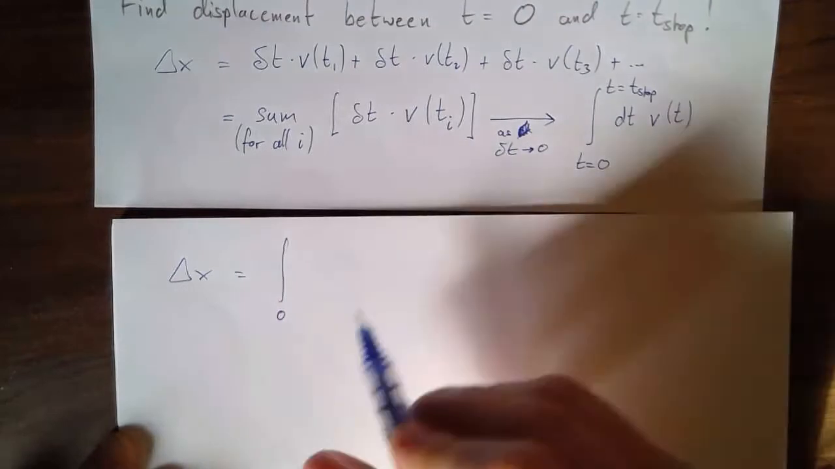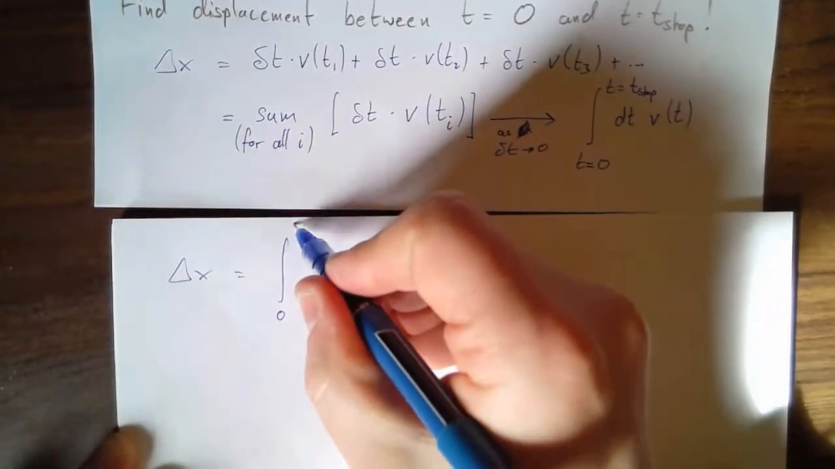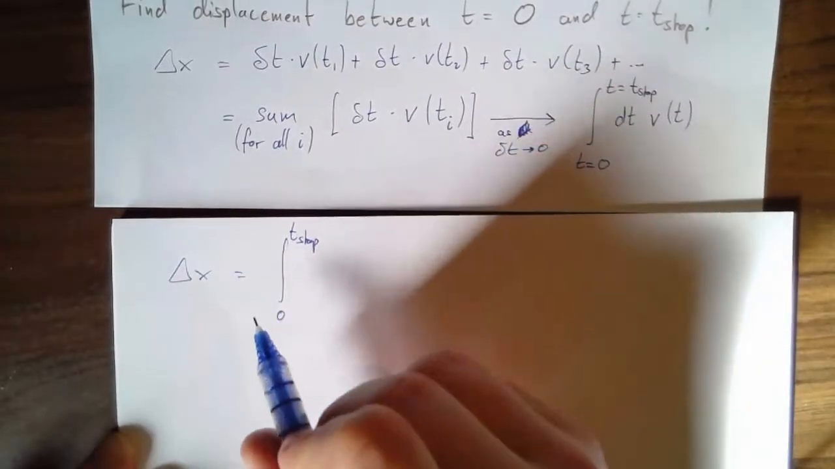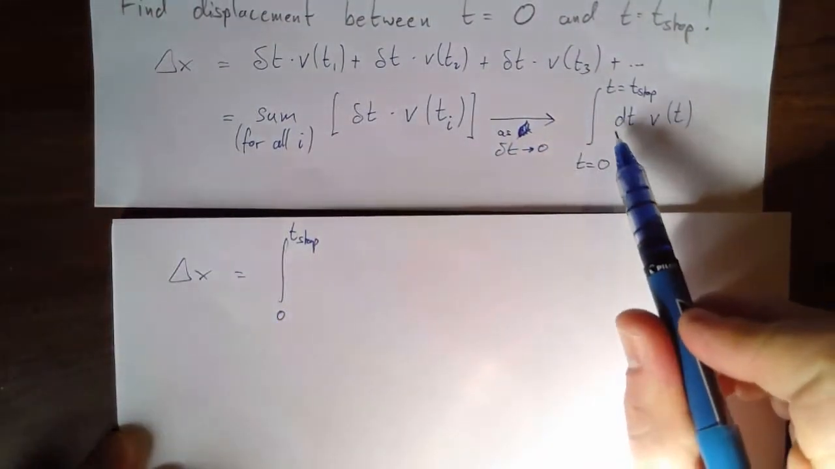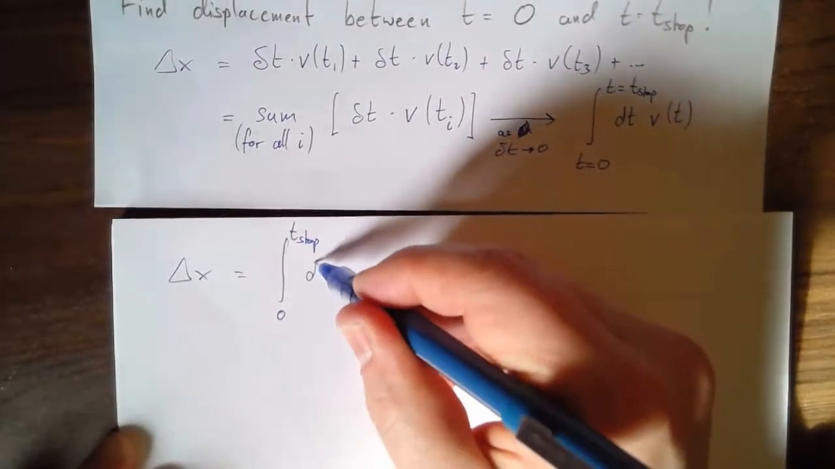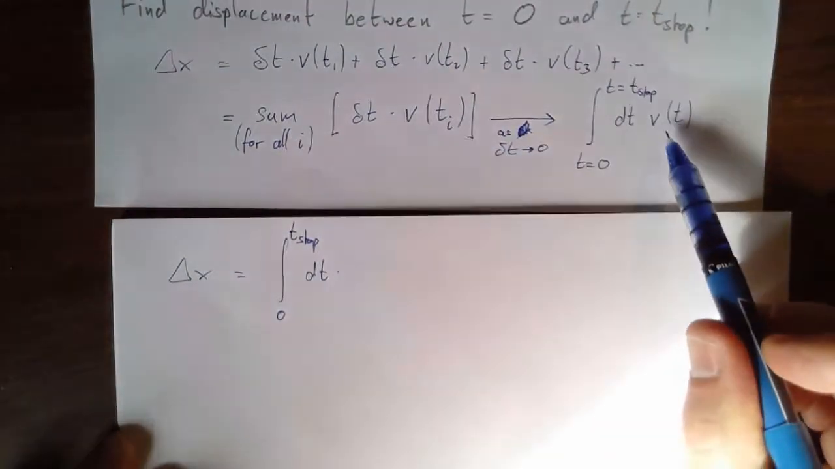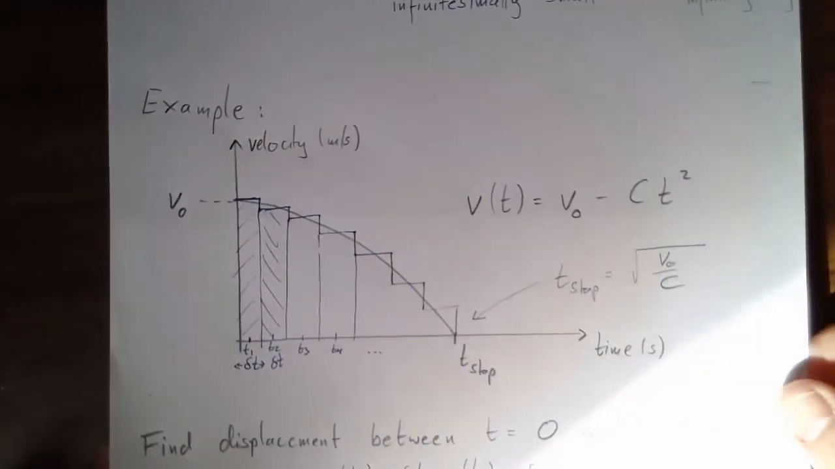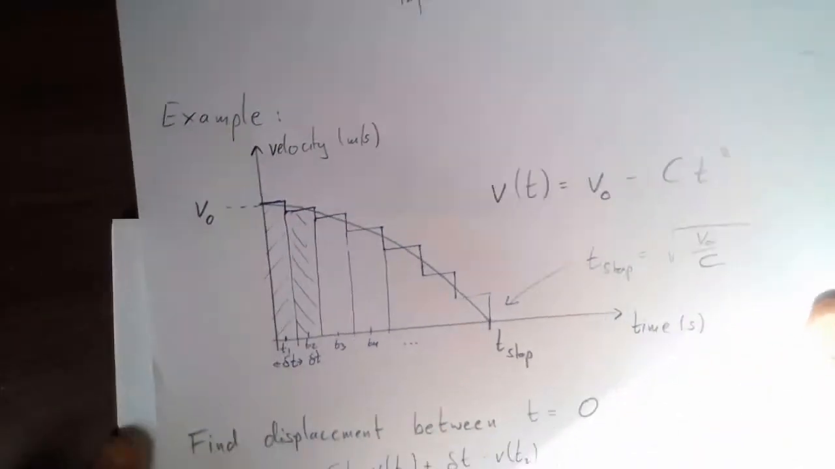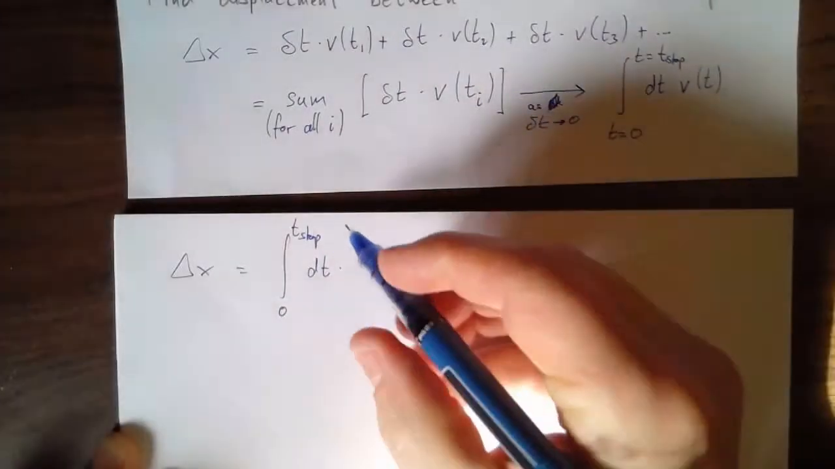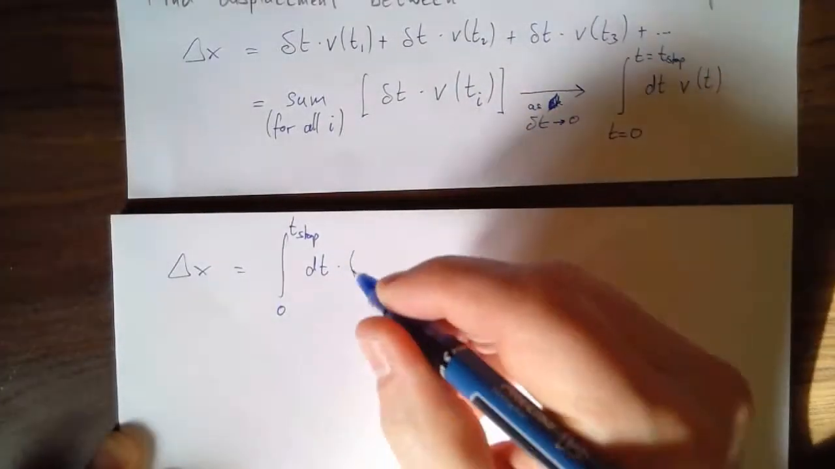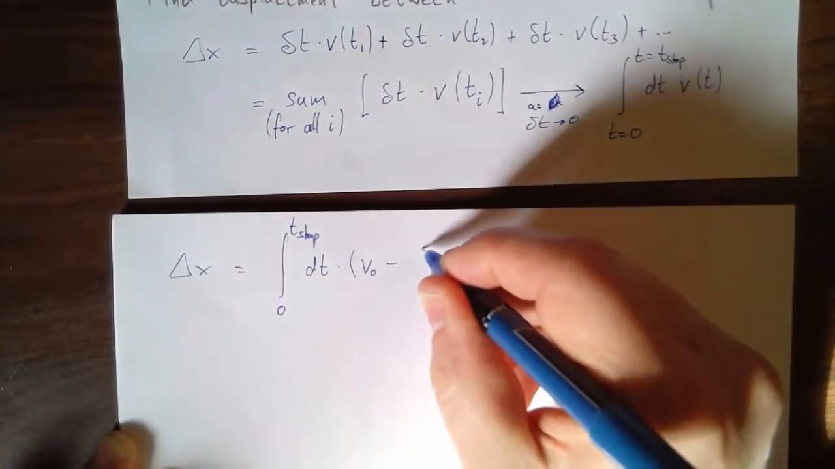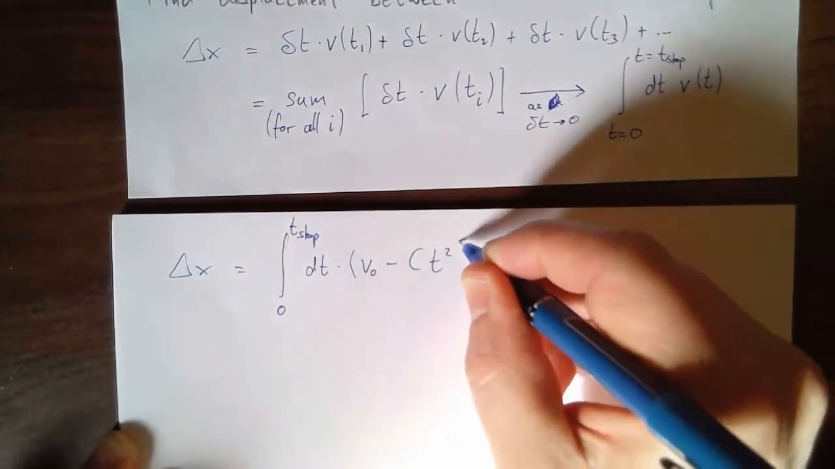I'm just going to write 0 instead of t equals 0 up to t stop of summing up the width of each tiny chunk times v of t. But remember, I've got an explicit expression here, this one here, right? I know what that is. So let me write that in. This is v naught, so some constant where I start, minus c t squared.